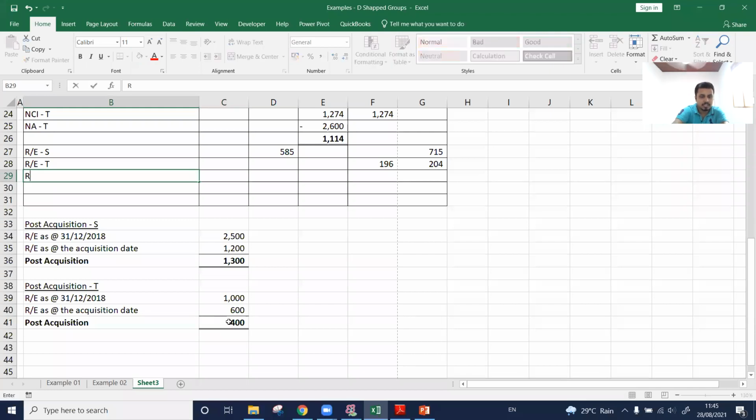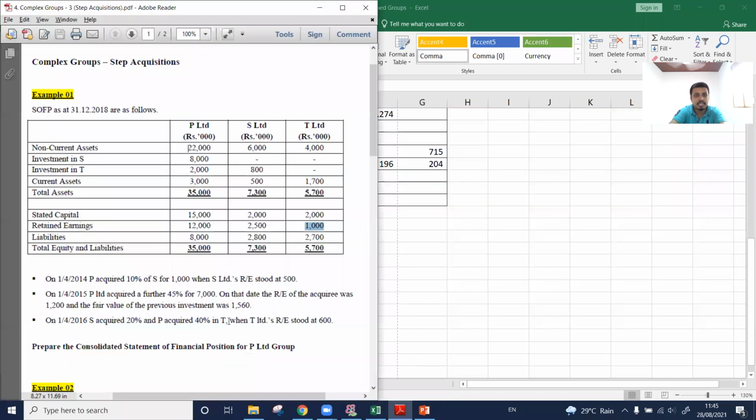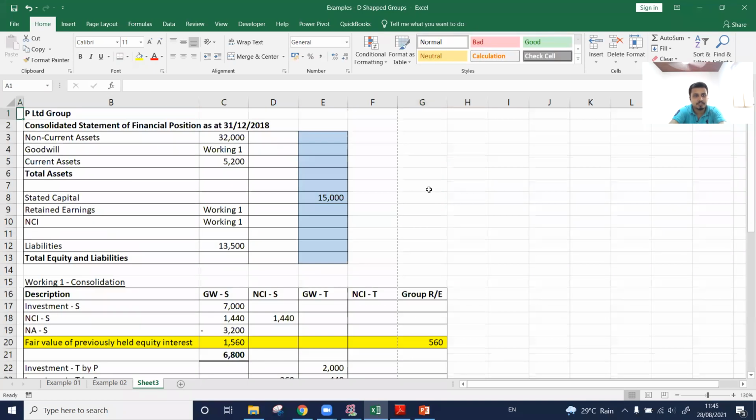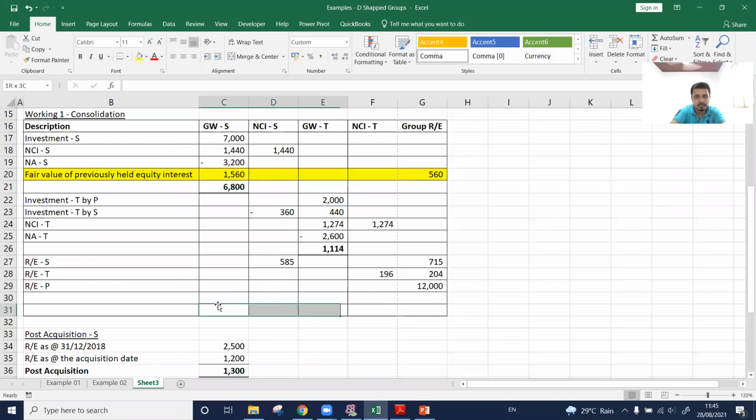Then with respect to the retained earnings of the parent company, we are considering what? The year-end amount. Year-end amount is 12,000. Right. So we have done it. Let's complete this working.